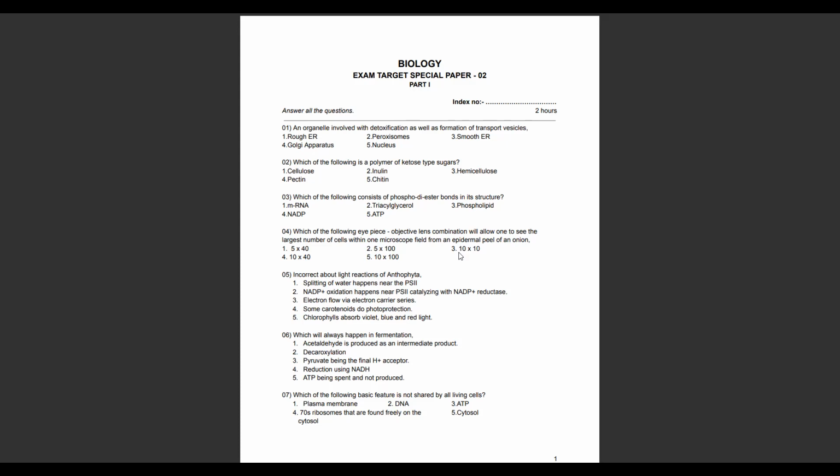Anthophytes include both C3 and C4 plants. Here, the excited electrons of PS1 at the primary electron acceptor of PS1 pass through an electron transport chain and reduce NADP, and it yields NADPH. This reaction is catalyzed by NADP reductase. Anyway, the problem is that it happens near PS1, not near PS2. That's why the second statement is incorrect. So, for the fifth question, the answer should be the second answer. Next one, question number 6.